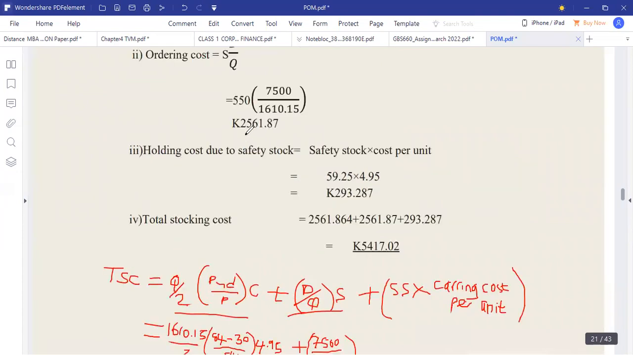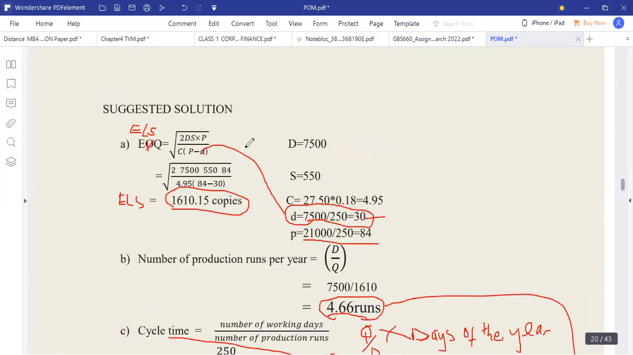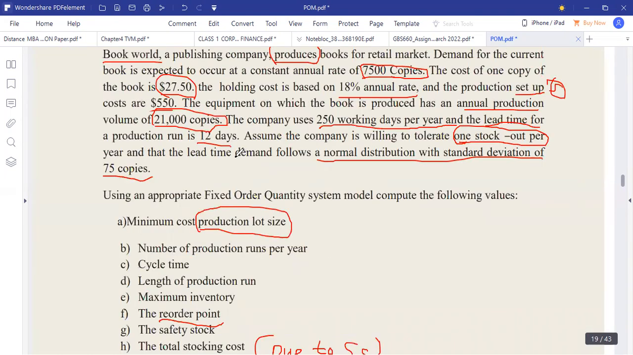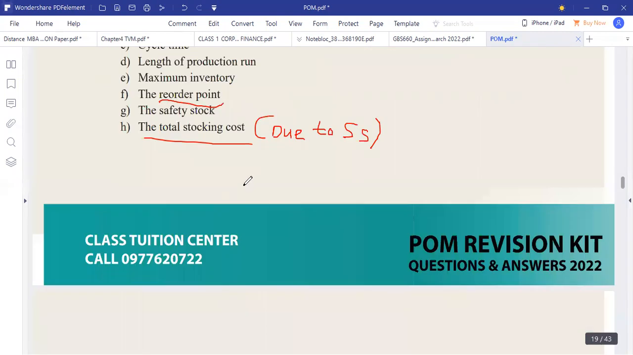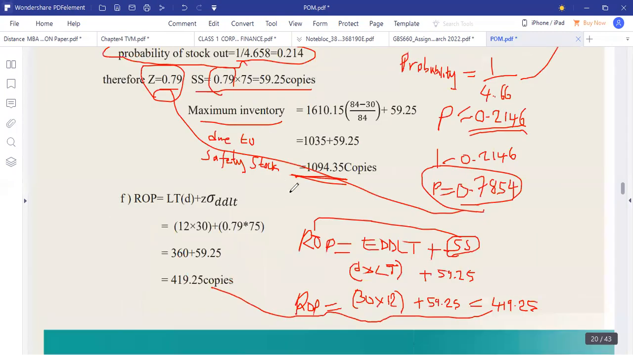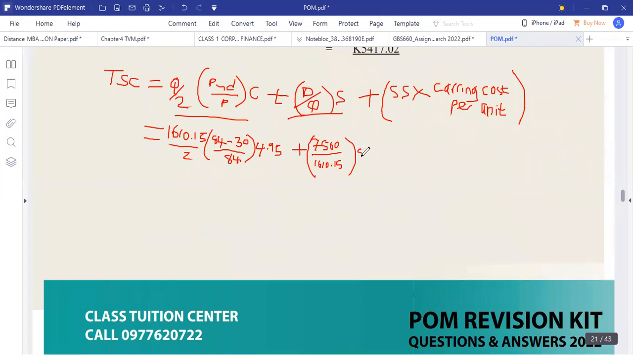Then we go for the setup cost. The setup cost has been given here in the question, so you have to check for it. The setup cost is 550. So you put the 550 here. Then plus the safety stock. This is SS, which is safety stock.